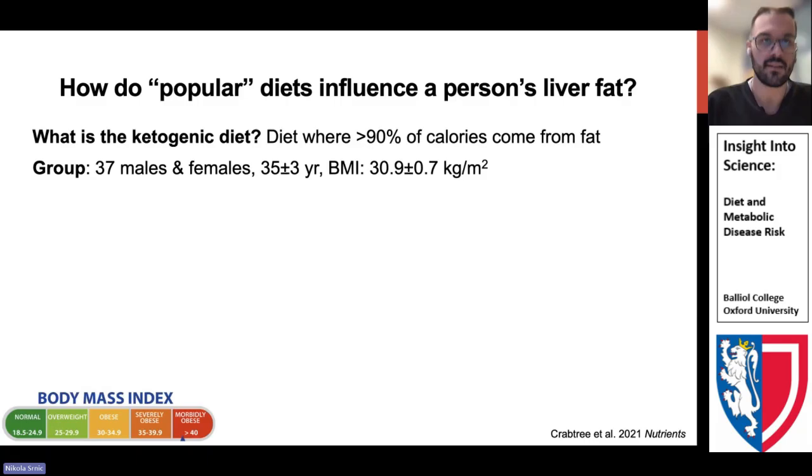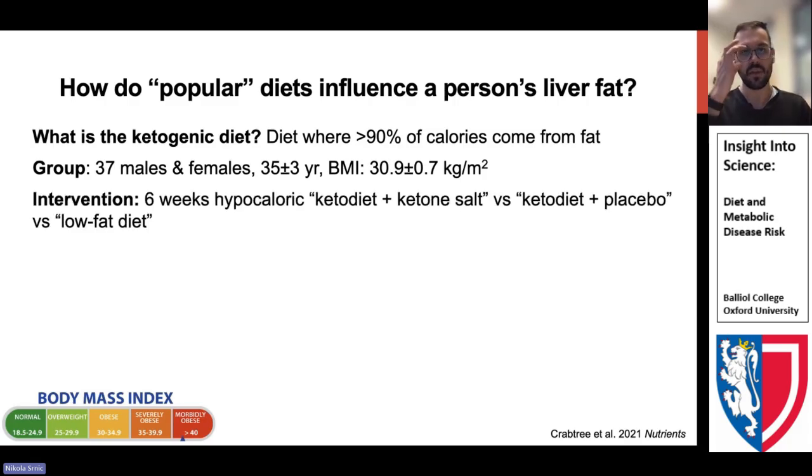And in this study that looked at it, they took 37 men and women that were relatively young, average age of 35, and BMI of about 31. And they got them to consume for 6 weeks a low-calorie diet that was either the ketone diet plus an extra ketone salt. So this is a very, very high ketone group. They had a second group that was a keto diet and a placebo. So this is a medium ketone group, and then a low-fat diet. Or there should be low levels of ketones.